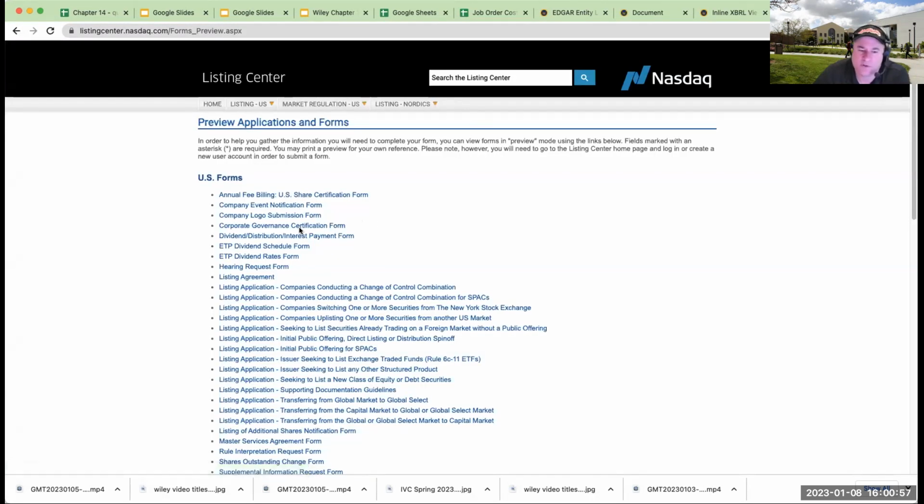But essentially, when you're a NASDAQ listed company, you have to have an audit committee, a compensation committee, and a nominating governance committee. You also need to adopt a code of ethics. So when you look at all these different parts, the corporate governance certification form, oh, here you go. These are the certifications that you have to go through and follow if you want to be publicly traded.